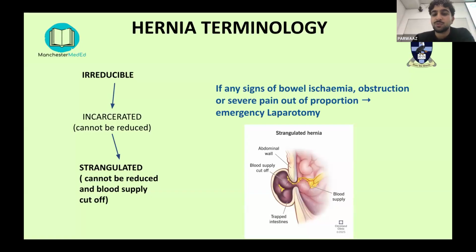So pretty much always you will need an emergency laparotomy, with observation for bowel viability. If the bowel has died, then it needs to be resected, like before, or sometimes they can just be repaired with a mesh as well.